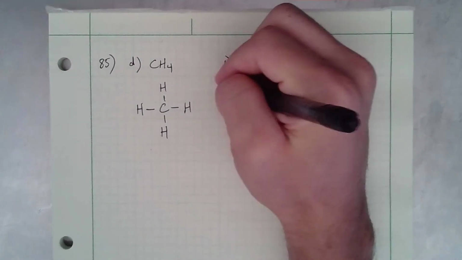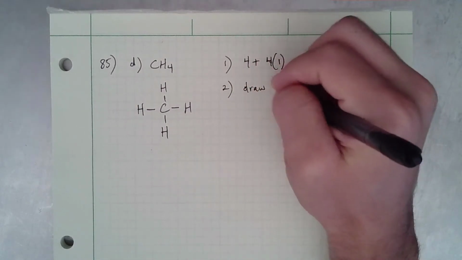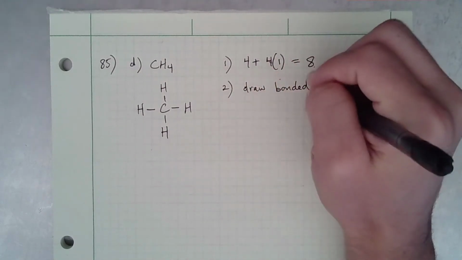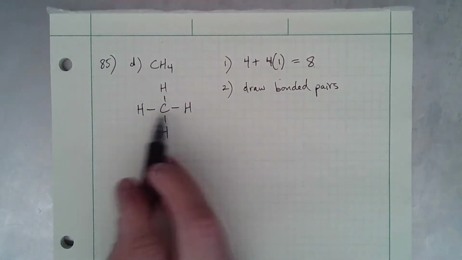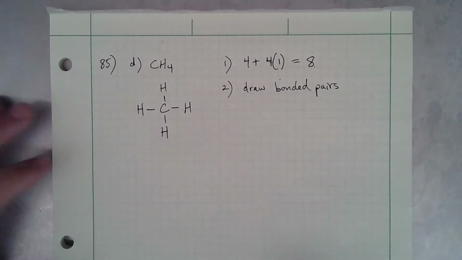Remember, step 2 is to draw bonded pairs. You're essentially wanting to connect each atom to some other atom. All the atoms should be connected together to form the one molecular structure. You don't want to have any atoms that are just hanging out by themselves. Everything needs to be connected into the molecule.